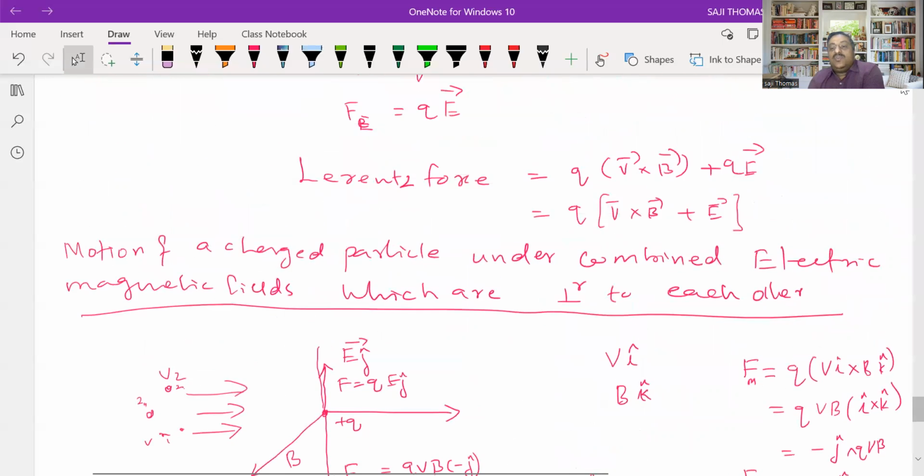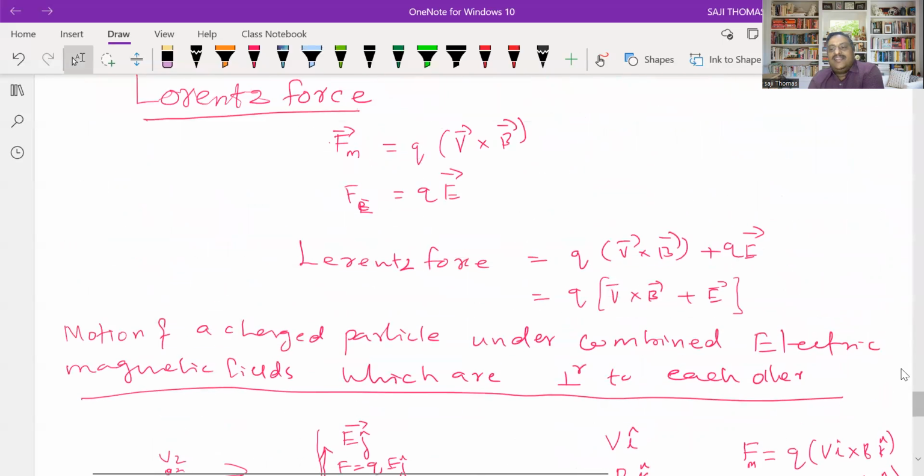So what is Lorentz force? It is the force acting on a charged particle under the combined effect of electric and magnetic fields.